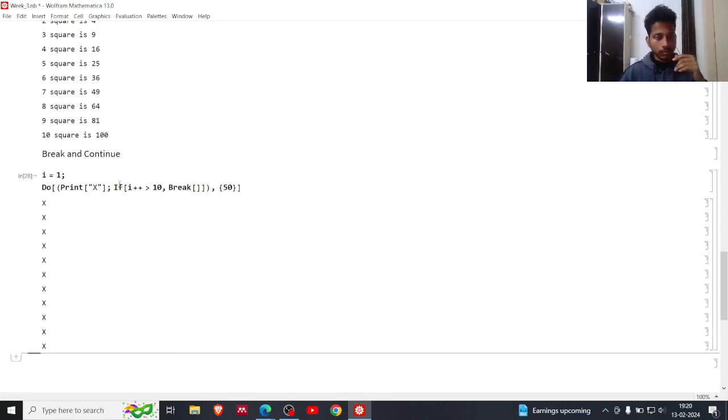Okay, so if there is a loop going on, and if you want to break the loop due to some condition, then you can just write if the condition and then break.